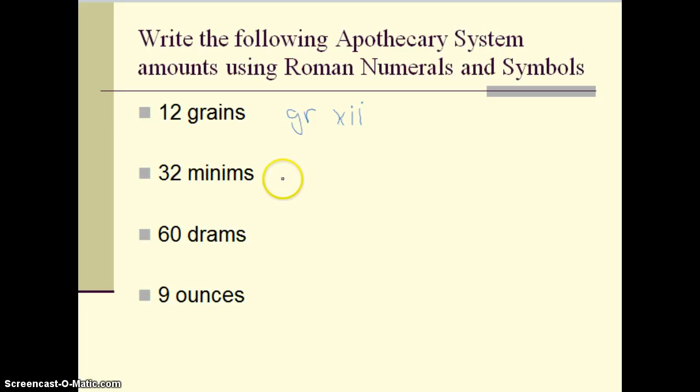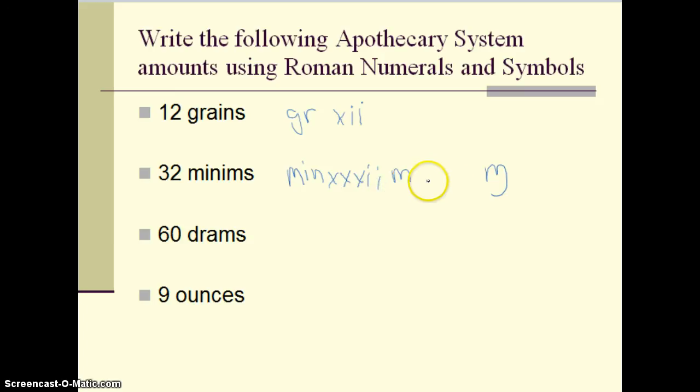Our abbreviation for minims can either be MIN, it can just be a plain M, or it can be an M with a long tail. So any of them are acceptable. We would know this isn't minutes based on the context. We would know this isn't meters based on the context, and then this symbol is unique. Next, we have to represent 32. So for the tens place, 10, 20, 30, and then 2 I's.